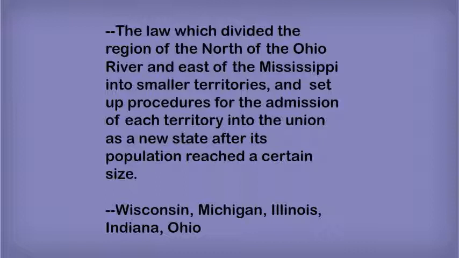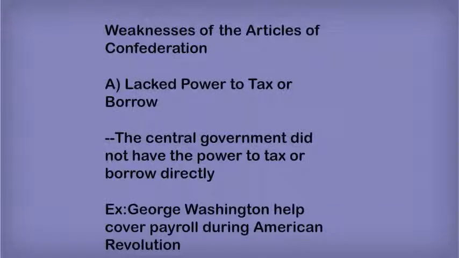It did have its weaknesses, though, so we ended up with the Constitution. It had four major weaknesses. The first one, of course, was that it lacked the power to tax or borrow money. The central government did not have the power to tax or borrow money directly.